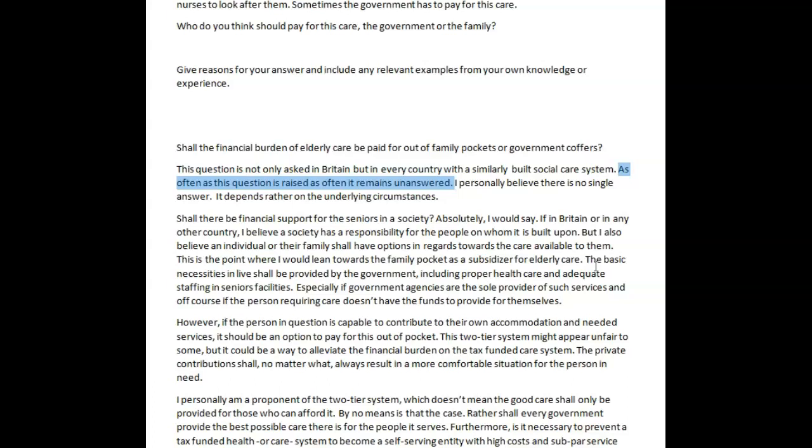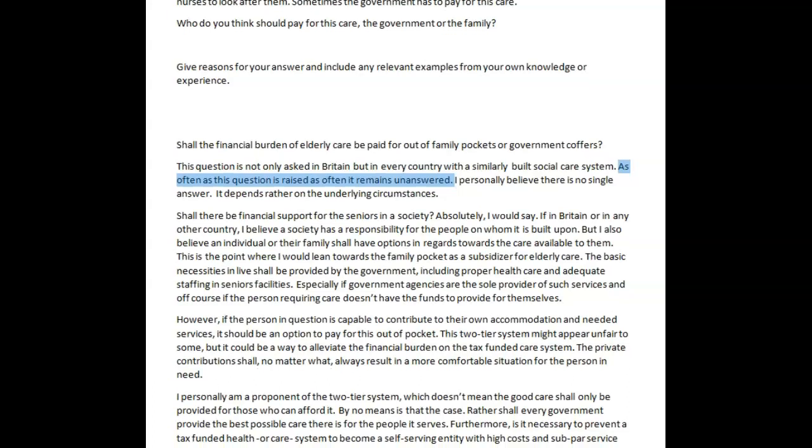However, if the person in question is capable, not "to," but "of," if the person in question is capable of contributing to their own accommodation and needed services, it should be an option to pay for this out of pocket. This two-tier system might appear unfair to some, but it could be a way to alleviate the financial burden on the tax-funded care system. The private contributions should, no matter what, always result in a more comfortable situation for the person in need. Okay, it's fine. It's a little underdeveloped. And we're going to talk about that in a minute, okay?